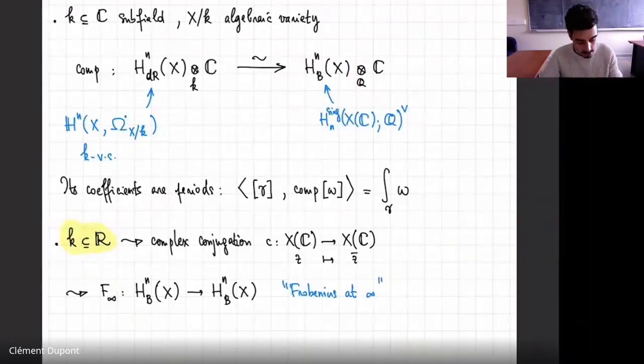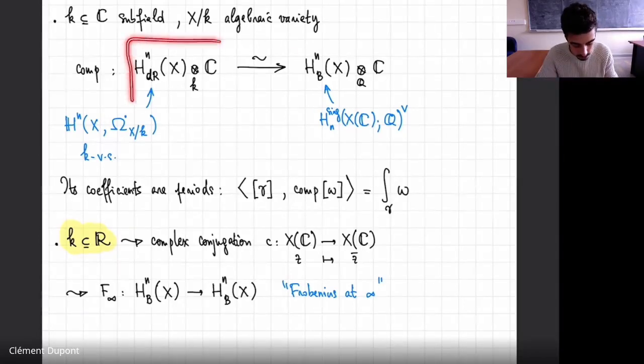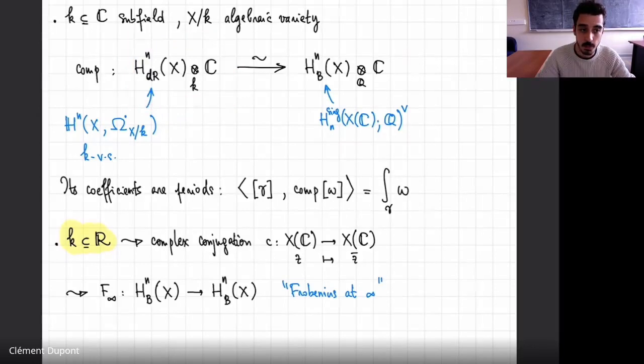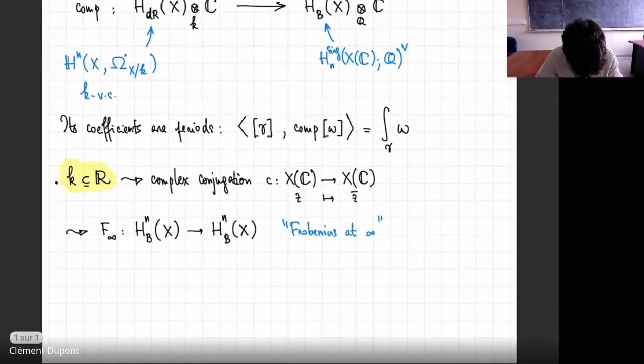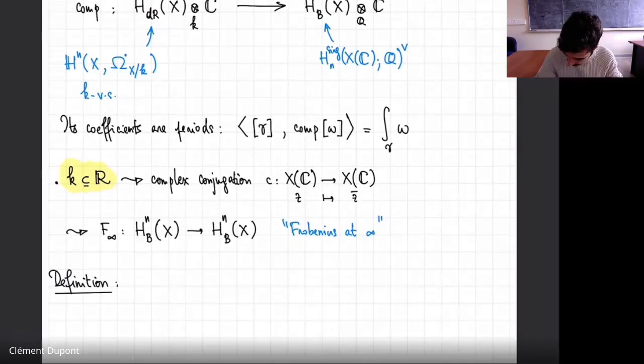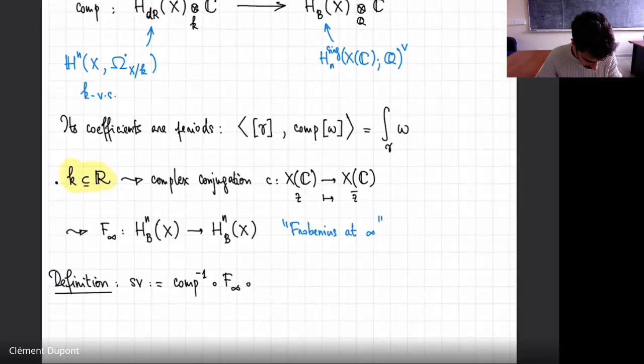And so what you can do is, well, you have this comparison isomorphism, so you can pull back this involution on the de Rham cohomology and get an involution of this space here. And this is what we call, or what Francis calls, the single-valued period isomorphism. That's the definition. So SV will be my notation for single-valued, and this is just this composition or this conjugation.